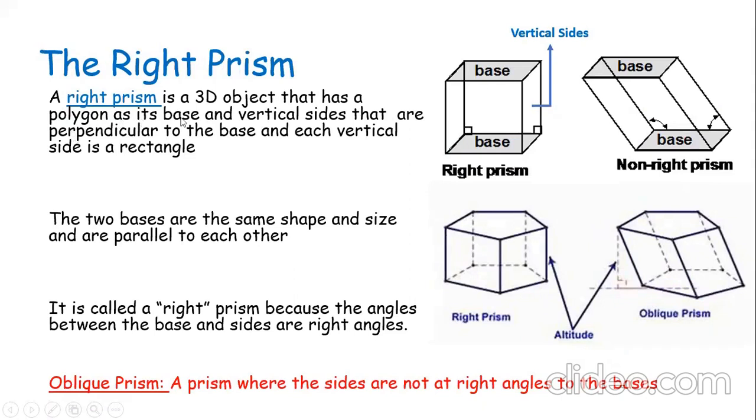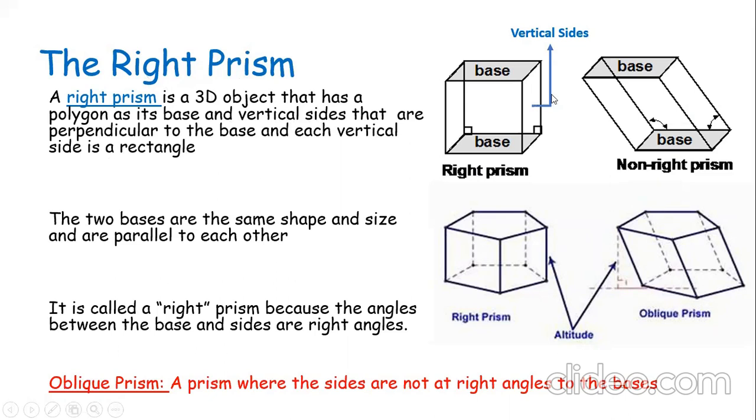So a right prism is a 3D object that has a polygon as its base. So it has two bases. Each of them is a polygon. This polygon might be a parallelogram, including a rectangle, a triangle, a square, a rhombus. And the right prism has vertical sides that are perpendicular to the bases. And each vertical side is a rectangle.